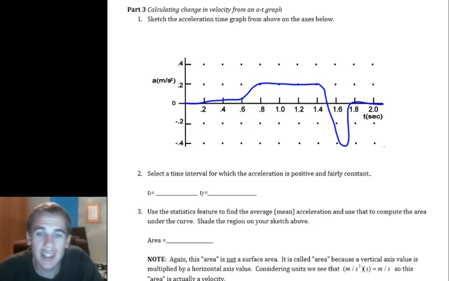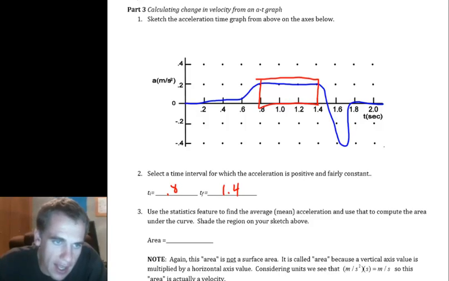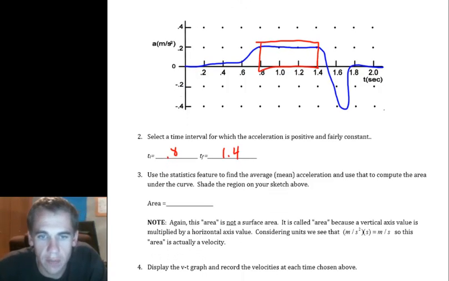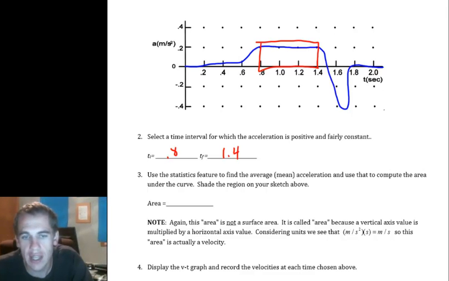It says select a time interval for which the acceleration is positive and fairly constant. Okay, that would be this time interval again, right? It's positive, it's fairly constant. You want your initial time. My initial time is 0.8. My final time is 1.4. Okay, and then it said to find the area under this curve. And it said to do that by using the average or mean acceleration and use that to compute the area.